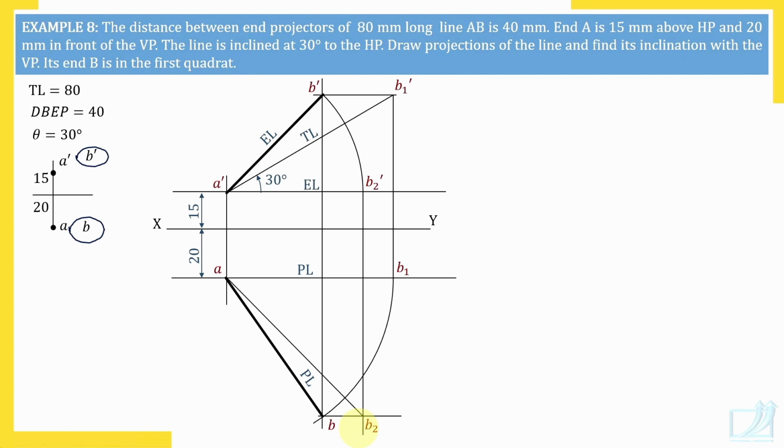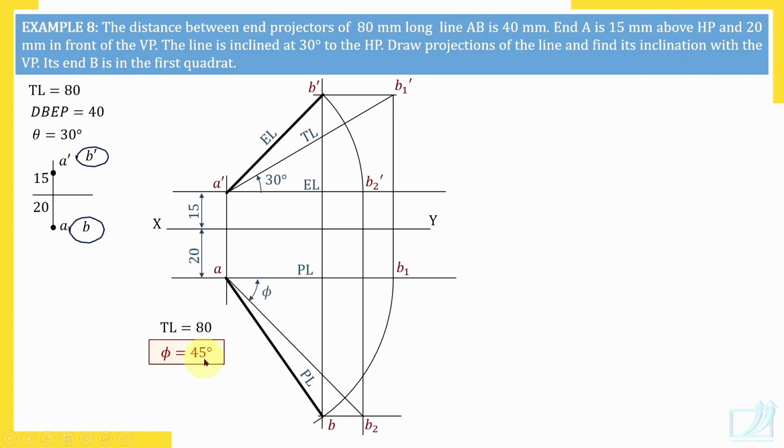Join AB2, that is true length. AB2 is always true length and true length gives true inclination. Now this is true length in the top view. So top view gives details with respect to VP. So true length, it is given. Phi, you measure this angle, you will find it as 45 degrees.